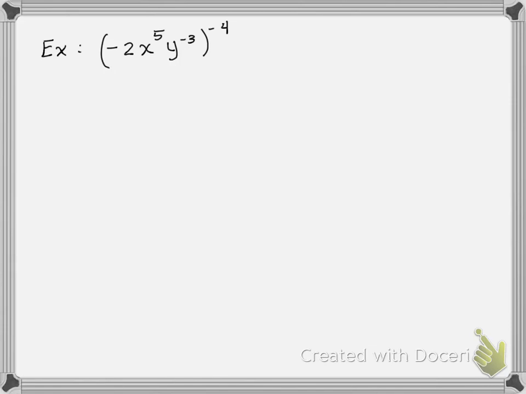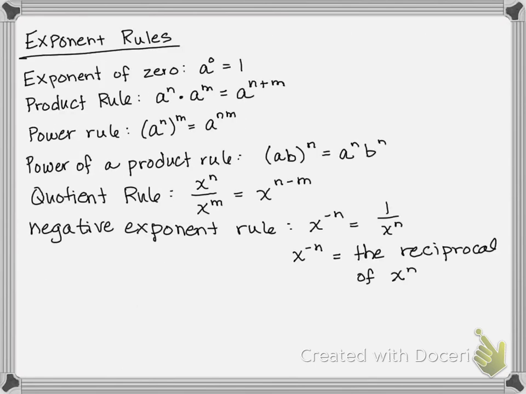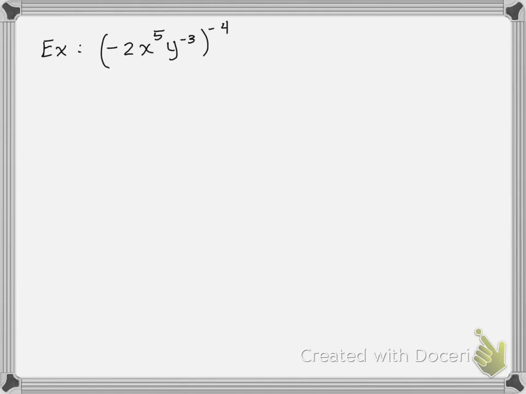So I'm going to start by using this rule, which says that every factor inside the parentheses is raised to the exponent outside the parentheses. You guys cool with that? So the first factor is negative 2. That goes to the negative 4th power. And then my second factor is x to the 5th. Raise that to the negative 4th. And my third factor is y to the negative 3rd, which goes to the negative 4th power.